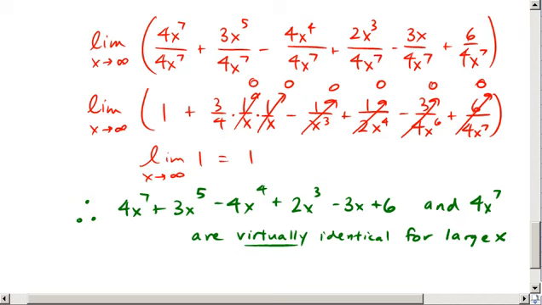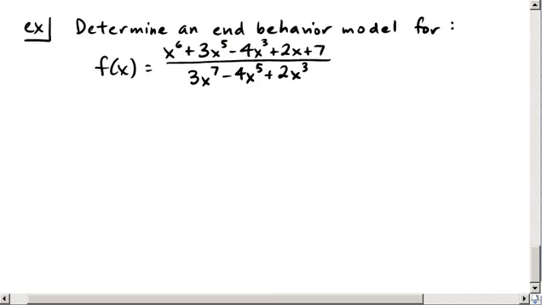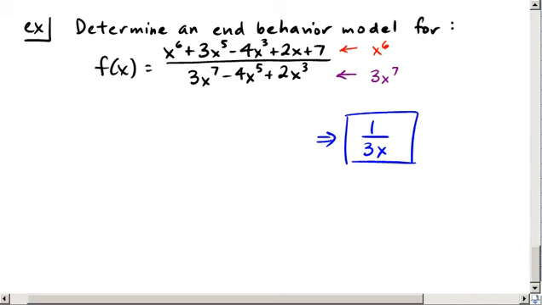Alright, so just a quick example to show the power of what we just did. So we've got this pretty nasty looking function f of x, and we want to determine what the end behavior model of this function is. In other words, what does this graph look like on its extreme ends? So basically the numerator, as x gets large, the numerator tends to x to the 6th. The denominator tends to 3x to the 7th. And so 1 over 3x is a nice simple end behavior model for this function.